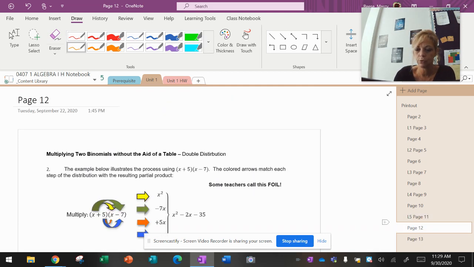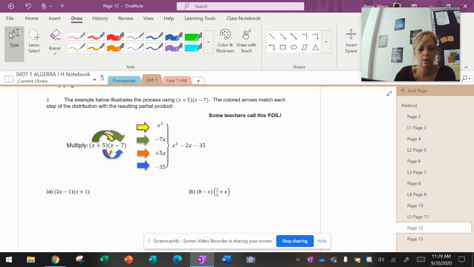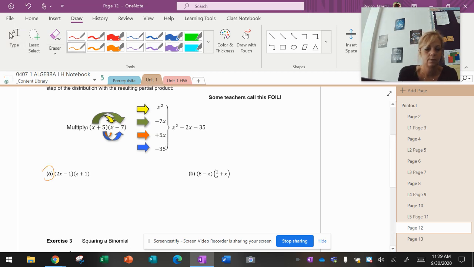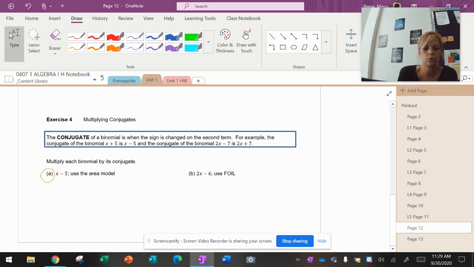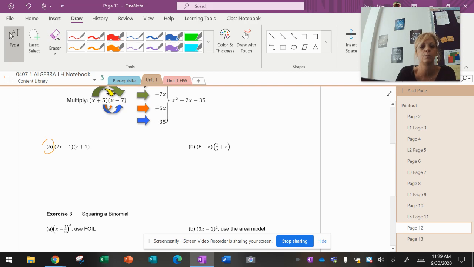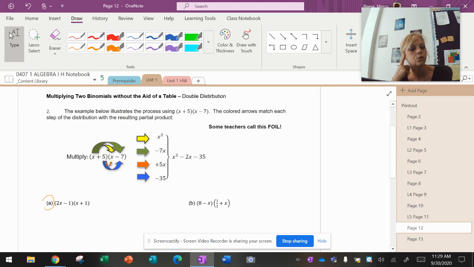So I'm going to go to the next page, and we're going to skip around just a little bit, okay? We're going to take one of these, and we're going to do one of these. So pay attention. I don't want to kill you with a bunch of problems here because I know it's a lot. But there's something besides the area model that we could use, and it's called a double distribution. So the example below illustrates, okay, so we've got a problem, x plus 5 times x minus 7. This double distribution only works with two binomials, okay?